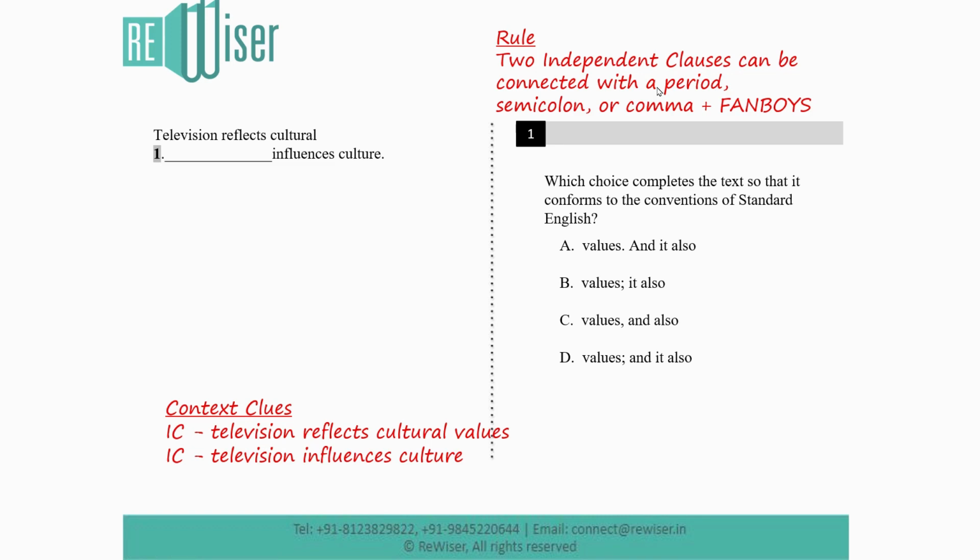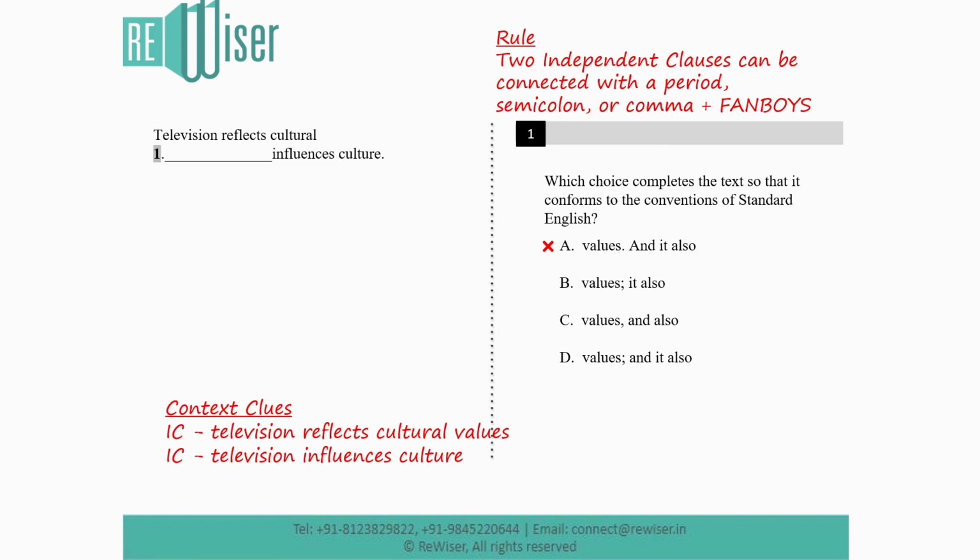Let's go to option A. Option A tells us that television reflects cultural values, period, and it also influences culture. Now the problem with option A is that it uses a full stop here, but we know that when you want to connect two independent clauses using a comma plus fanboys, the comma will only work if you are adding the fanboys. So the problem with option A is that it has a fanboys conjunction, but it uses a period along with it. You should have used a comma along with it, right? So therefore option A can be eliminated.